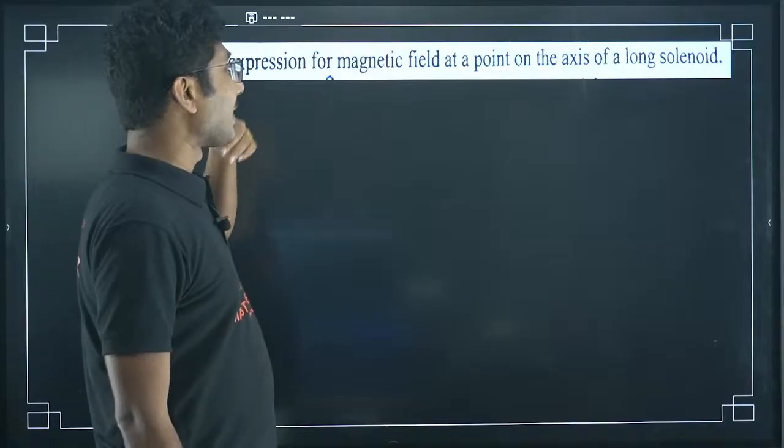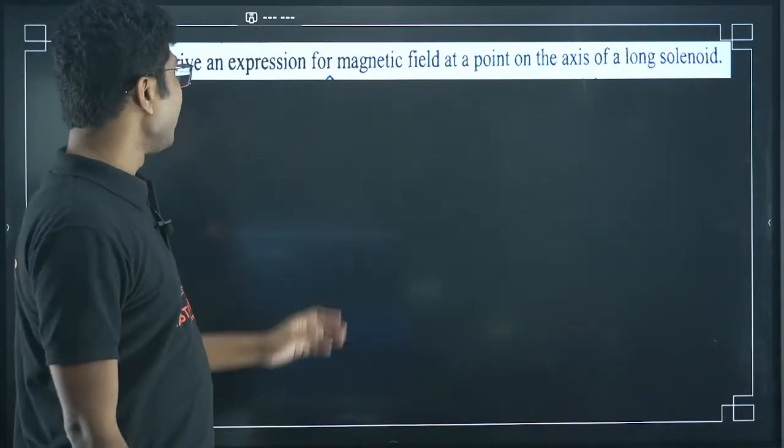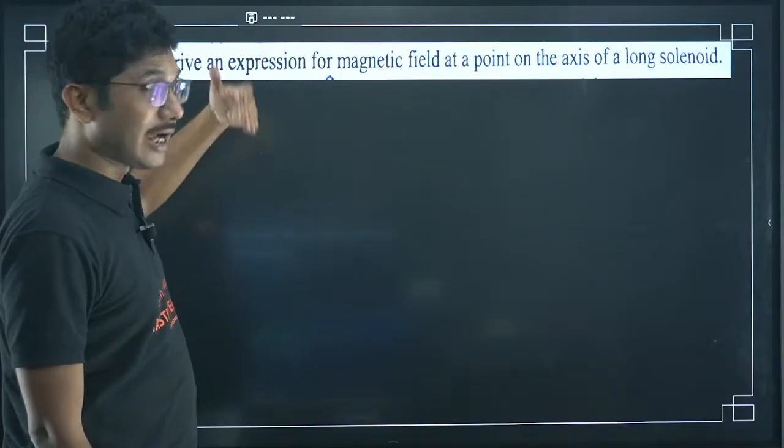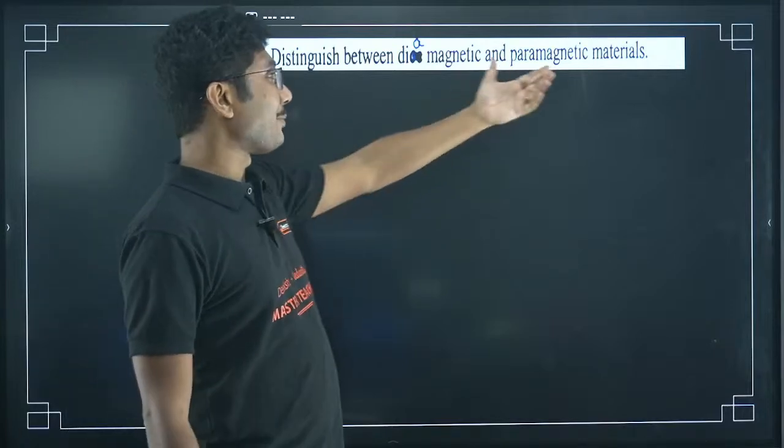Derive the expression for magnetic field at a point on the axis of a long solenoid. Now this is a new question. Okay, this derivation never came before, so this is a new derivation. I will try to incorporate that in my future videos. Distinguish between diamagnetic and paramagnetic materials.